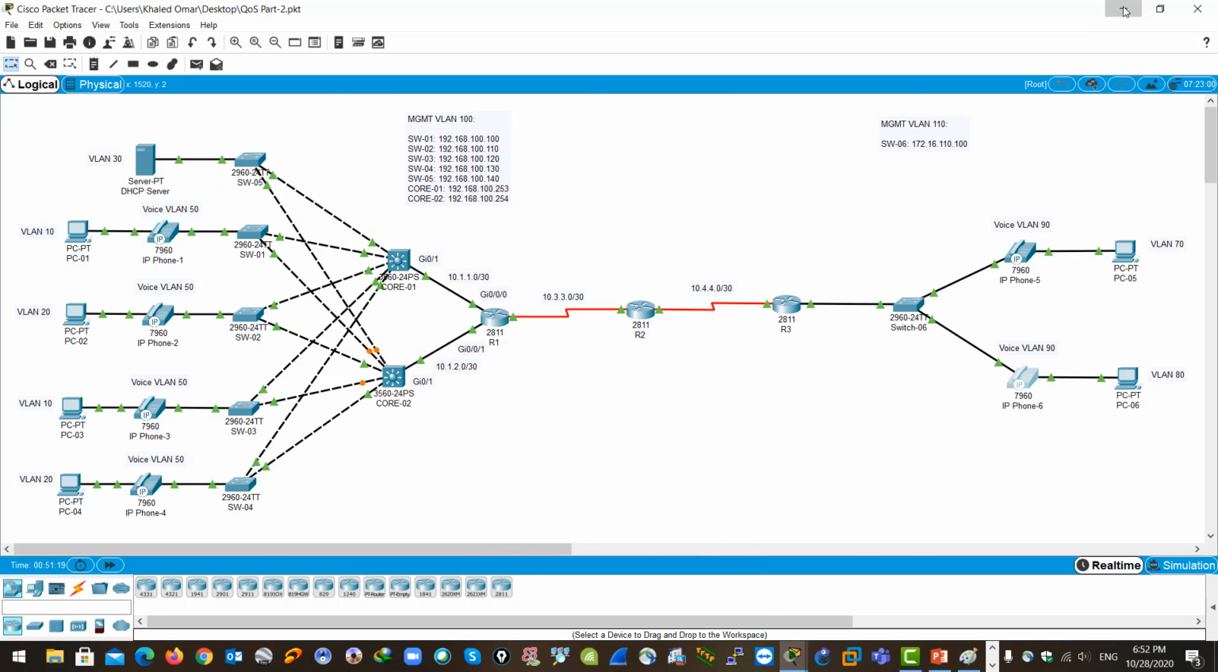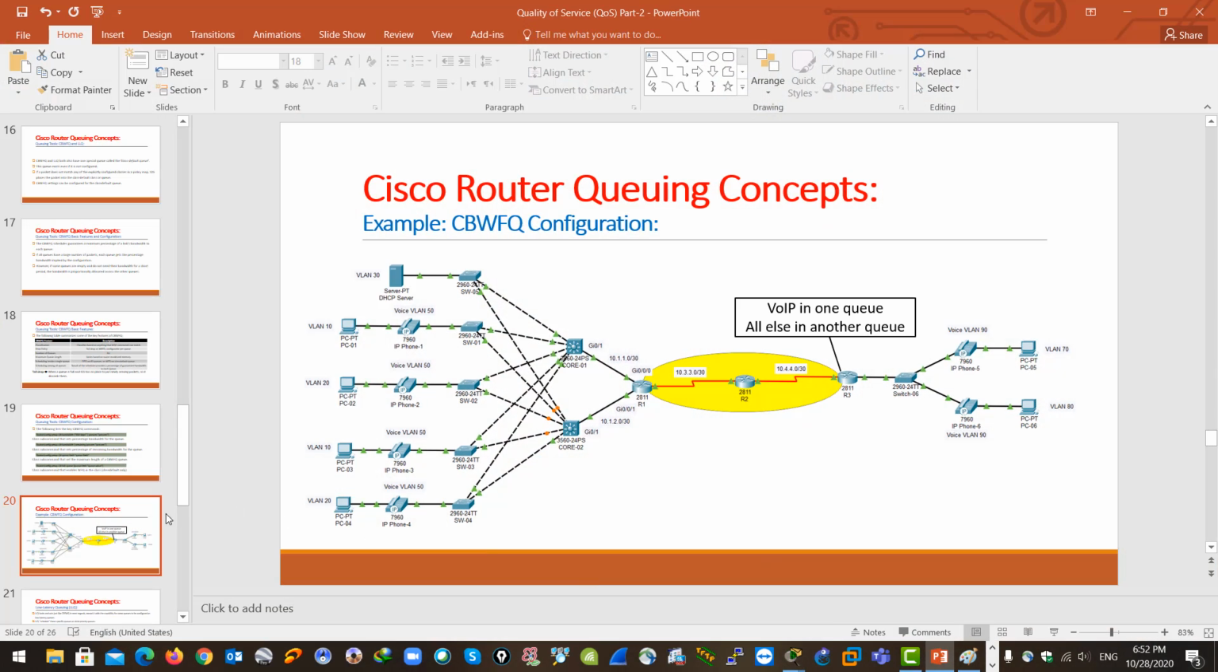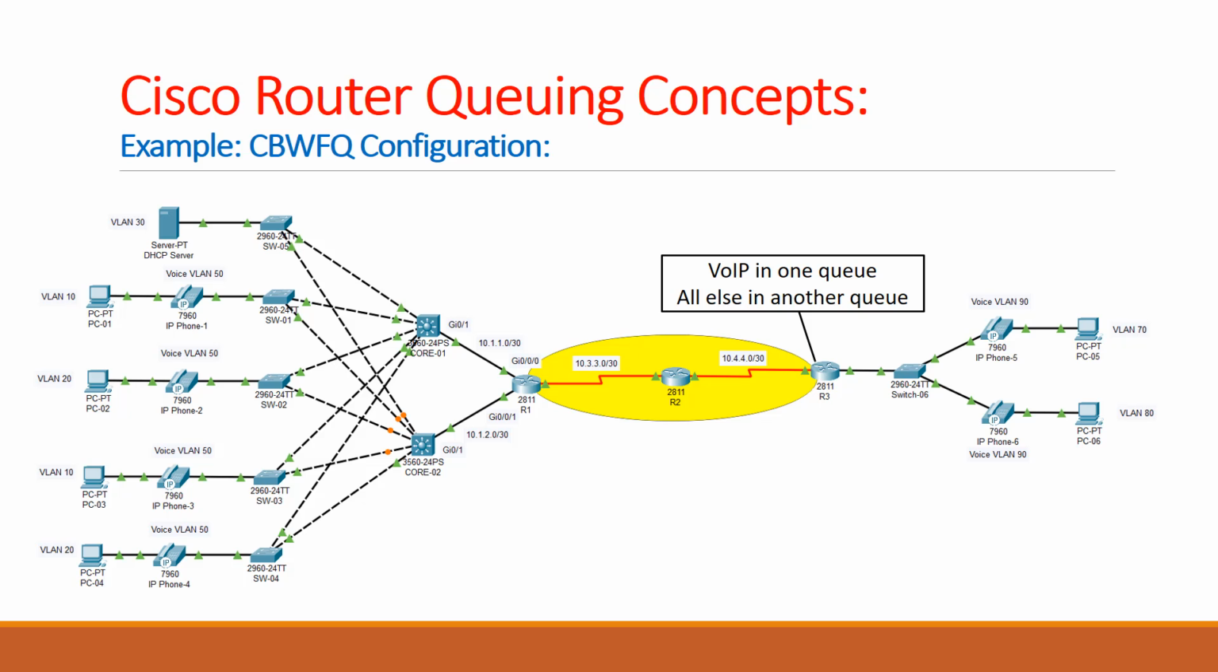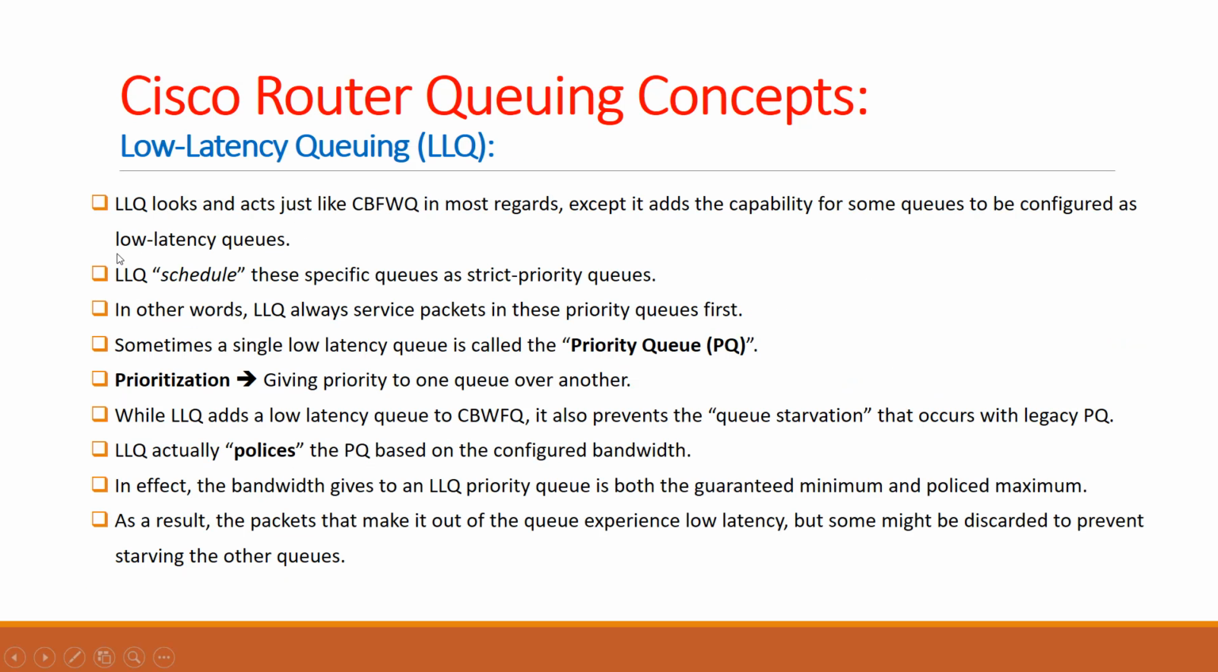Then let's go to the second tool, which is called low latency queuing. Let's bring the pen. LLQ looks and acts just like class-based weighted fair queuing in most regards, except it adds the capability for some queues to be configured as low latency queues.